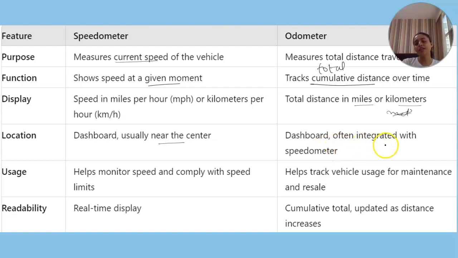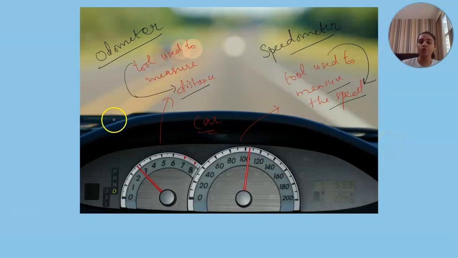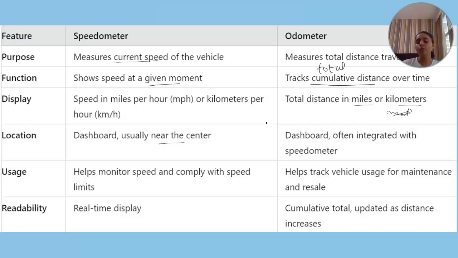Dashboard often integrated with speedometer. So this is the dashboard of a car where these two tools you can see. Okay. So it helps to monitor the speed against speed limits, and helps track the vehicle usage for maintenance and resale.